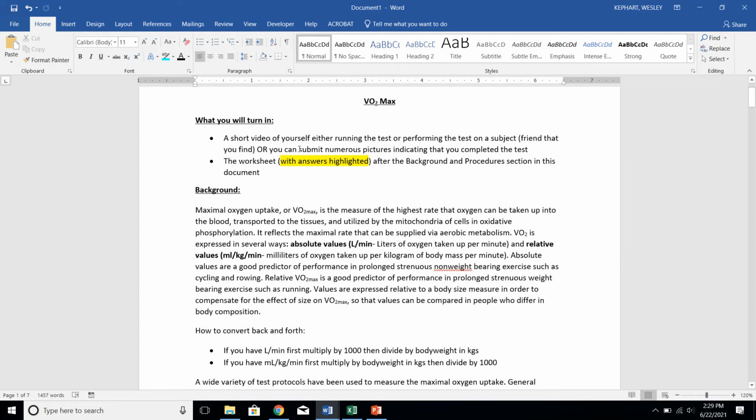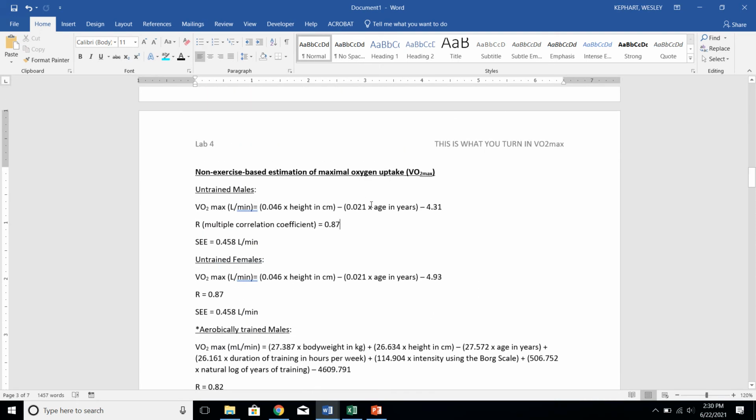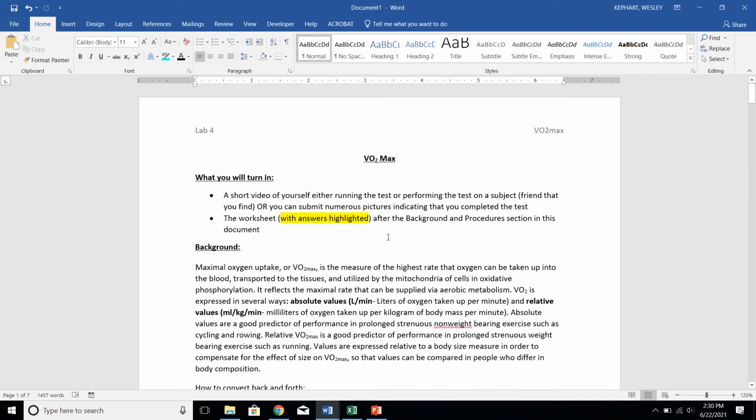So what you're going to turn in, you have the choice of either a short video of yourself running these tests on yourself or on a friend, and/or you can take a bunch of pictures illustrating every aspect of the test. Again, prove to me that you did this test with all of these pictures. Next thing, worksheet with all of your answers highlighted, and as we always do, this is what you turn in. Everything on down from there is what you will be turning in, of course.